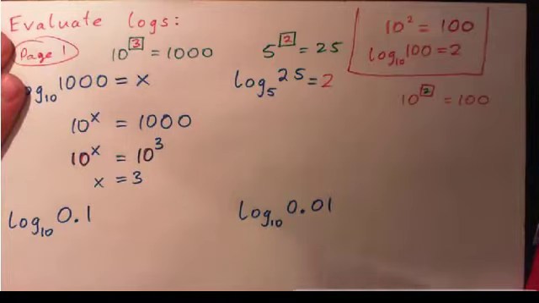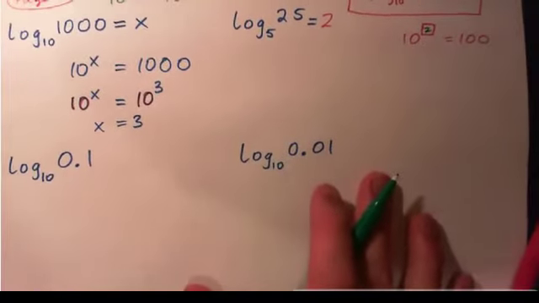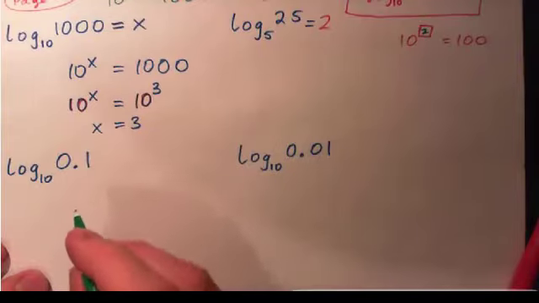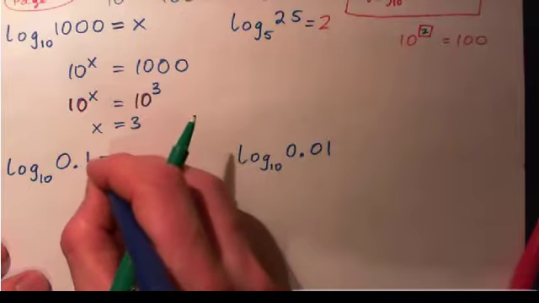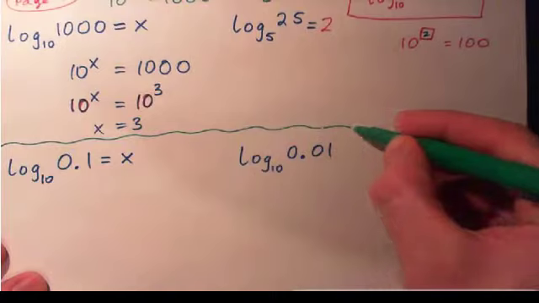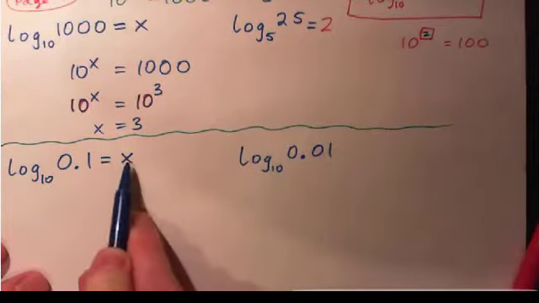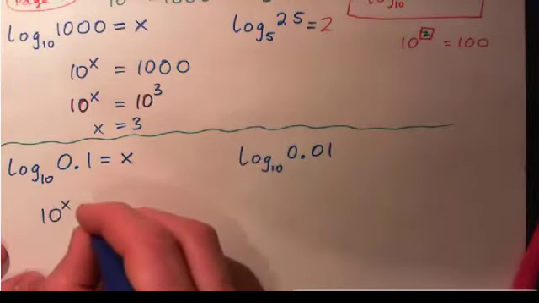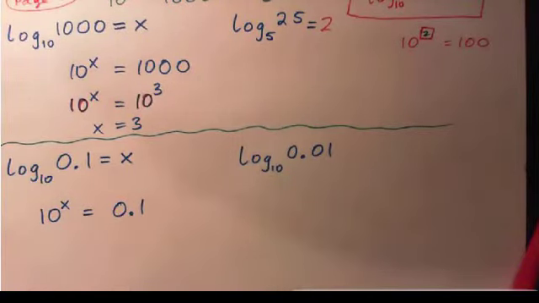How about this one? Log base 10 of 0.1. And again, I don't know what you prefer to do. I guess if we were to come up with a method, we would say, okay, that equals x, and then we could say 10 to the power of x, turn this into an exponential. 10 to the power of x equals 0.1, and then turn this into a power of 10, right?